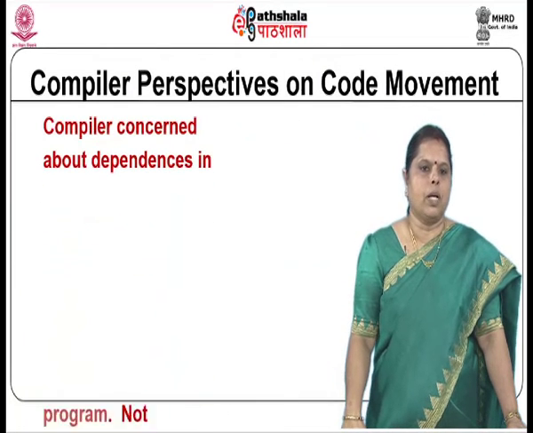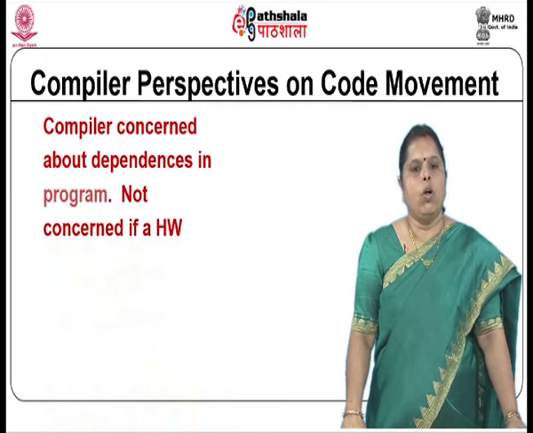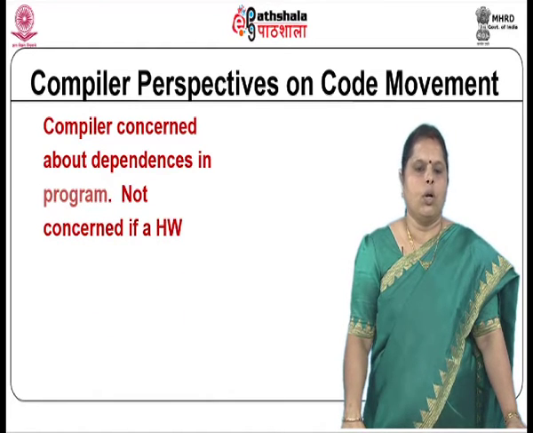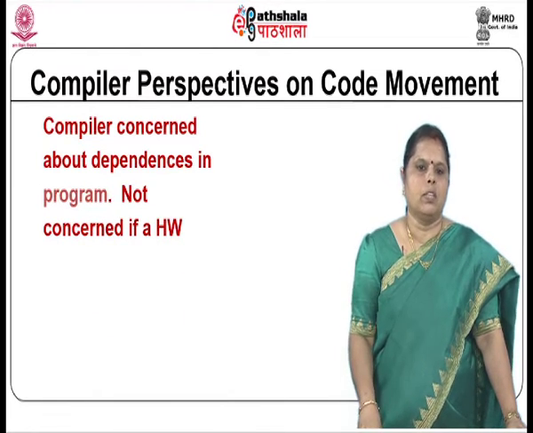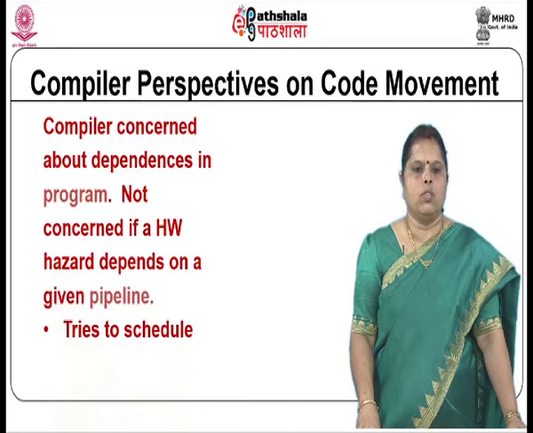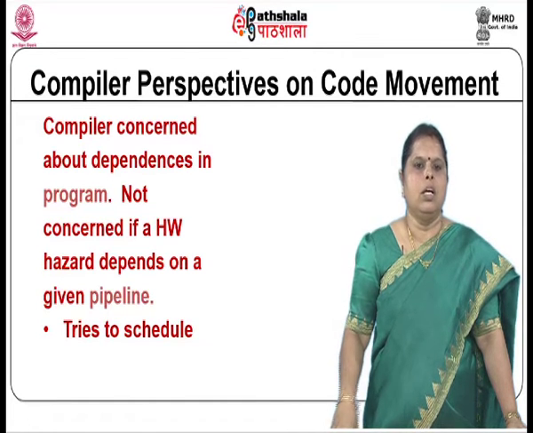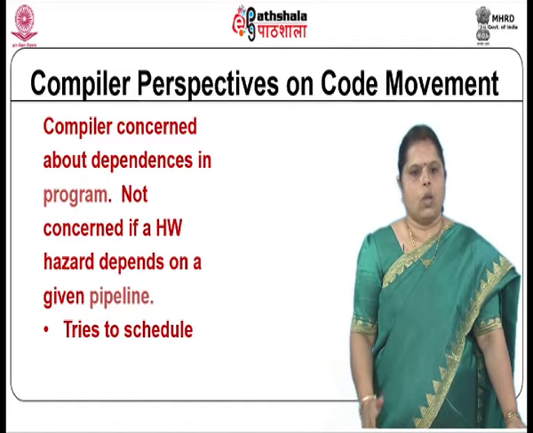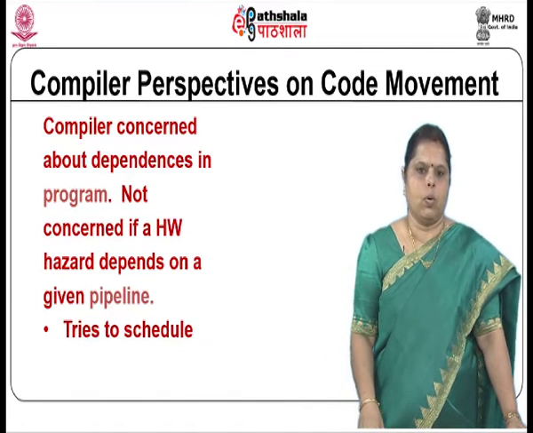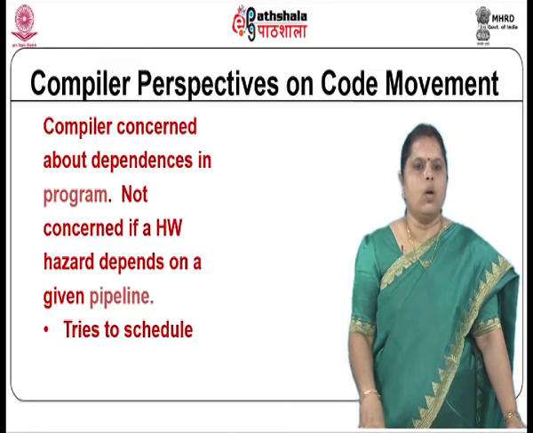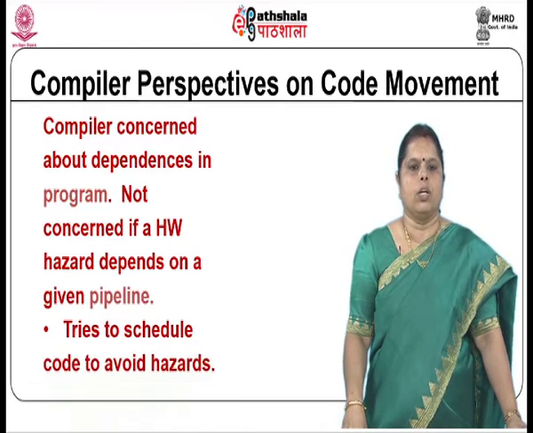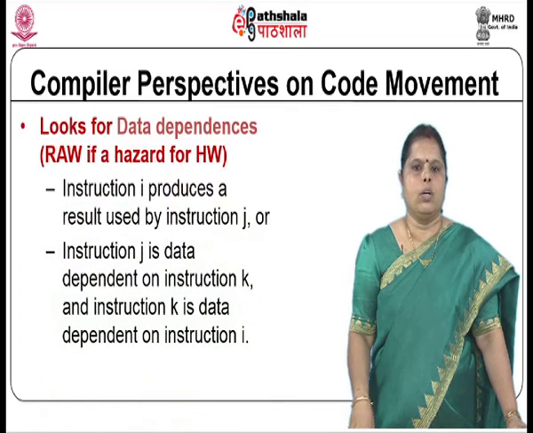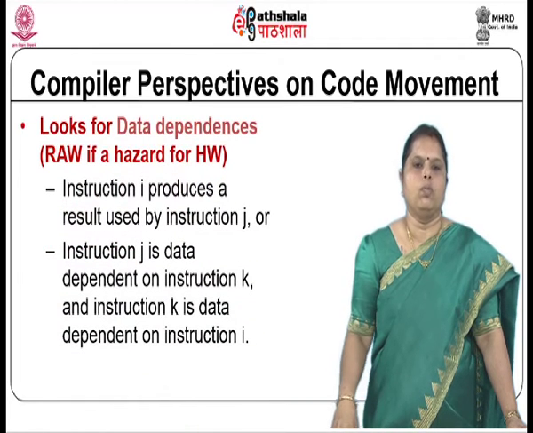The compiler perspectives on code movement. We've already looked at dependencies in earlier modules, in the beginning. You know that dependencies are properties of programs which the compiler is worried about, and whether these dependencies will turn out to be hazards depends on how these instructions are executed in the pipeline. So, dependencies are always there; dependencies are properties of programs. Whether they will turn out to be hazards will depend on how they get executed, and the compiler will try to schedule them so that you do not have problems with these dependencies.